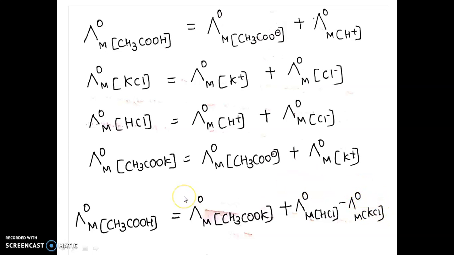That means we can find out the molar conductance of acetic acid at infinite dilution by using this: the molar conductance of potassium acetate plus the molar conductance of HCl at infinite dilution. That is, we must add the potassium acetate and HCl molar conductance values, and then subtract the molar conductance of KCl at infinite dilution. That gives the molar conductance of acetic acid at infinite dilution.